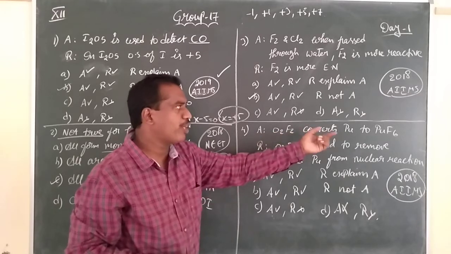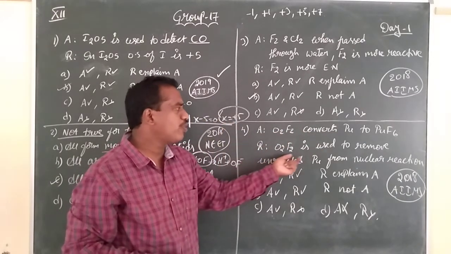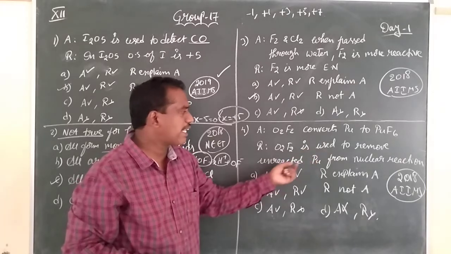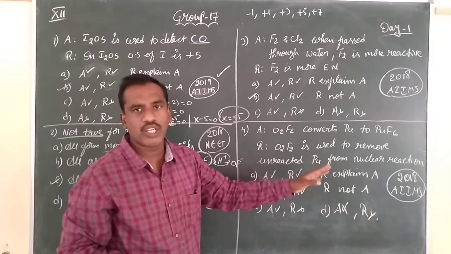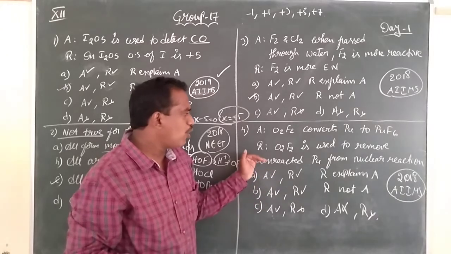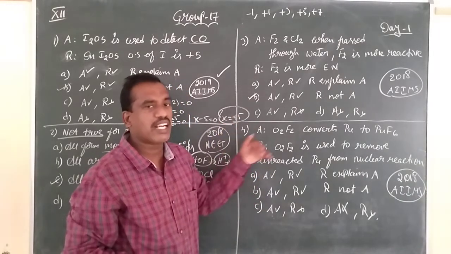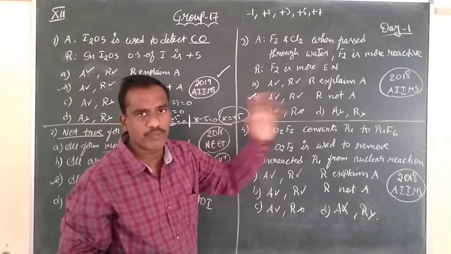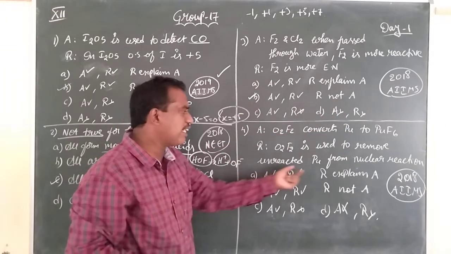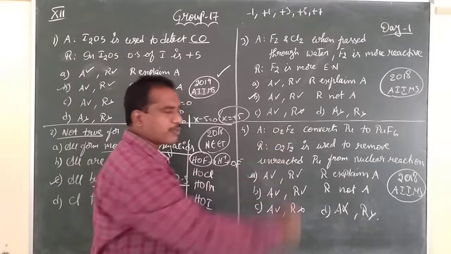O2F2 converts plutonium to plutonium hexafluoride. Very good reasoning. O2F2 is used to remove unreacted plutonium from spent nuclear reactor fuel, we can say. Good. So this reasoning is giving the correct explanation for the assertion. Hence the unreacted plutonium is converted into plutonium hexafluoride. When the reasoning explains the assertion and both the assertion and reasoning are true, we can go for option A.